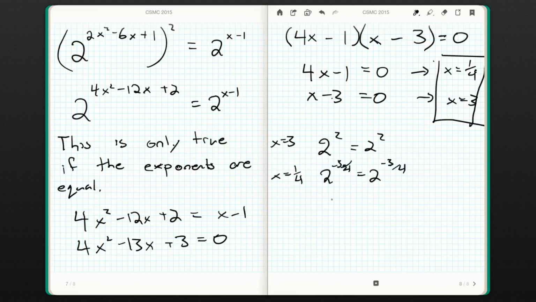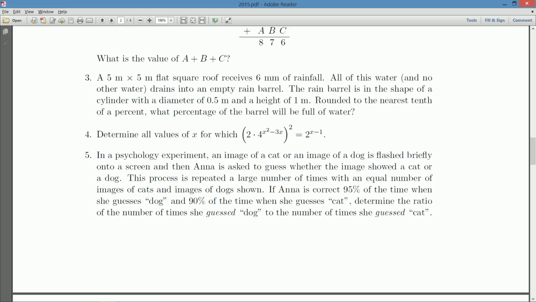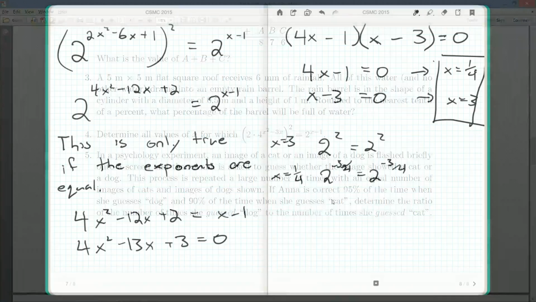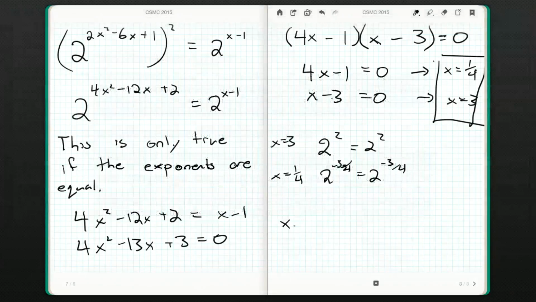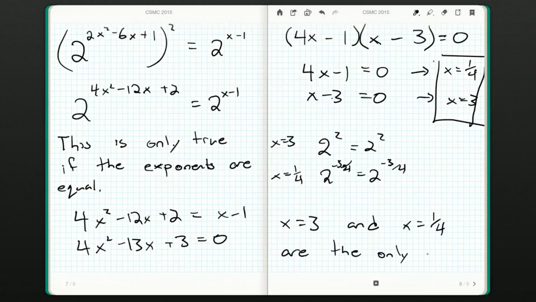Did they ask for the x values, or did they just ask for how many? Okay, determine all x values. So x equals 3 and x equals 1/4 are the only values that work. Okay?